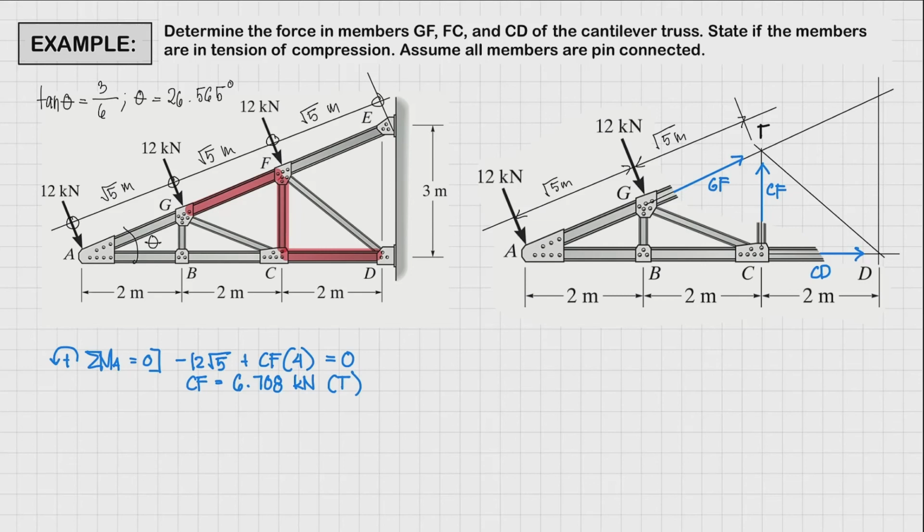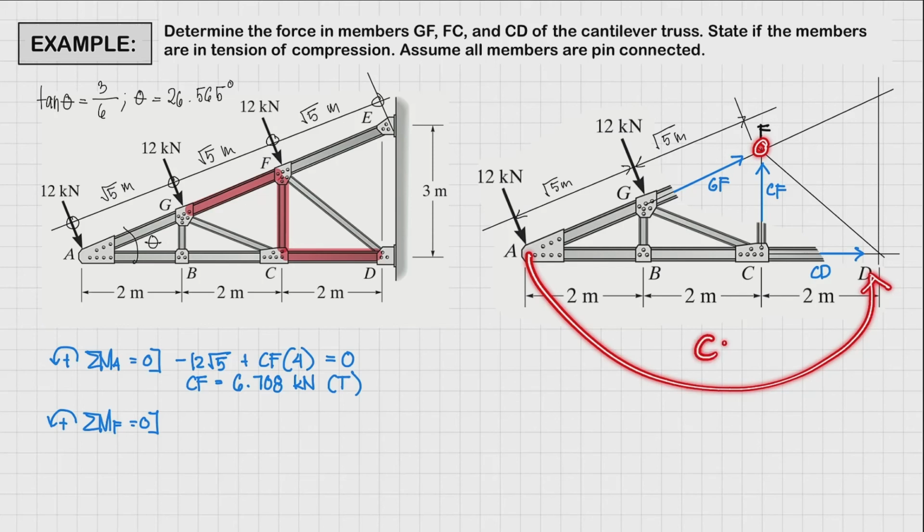This is F. Right. So if we sum up moments at point F, we could solve for CD. So let's do that. So we have here summation of moment at F, positive direction, counterclockwise. This must be equal to 0 for equilibrium. Right? So let's start with 12 kilonewtons. So it's going to rotate in a counterclockwise manner. So that's going to be positive.